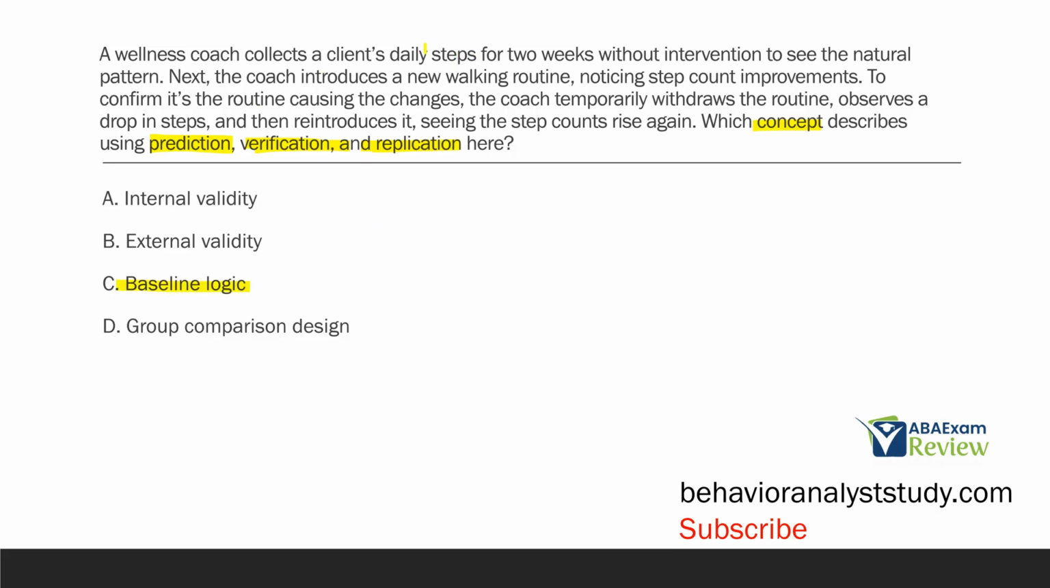So despite all the information given up here, which is related to this concept, all we need to know is what concept involves prediction, verification, and replication. It's going to be baseline logic. And then D, because we read all of the answer choices, a group comparison design. Well, baseline logic is one of the uses of single case design in ABA. So in this case, we're not using a group comparison design. This looks like some sort of single case design or single subject intervention. The concept using prediction, verification, and replication is going to be baseline logic.